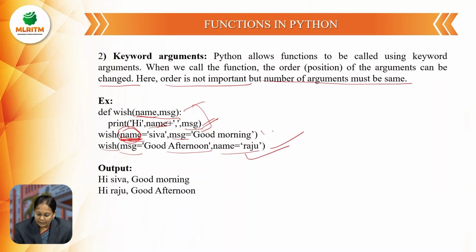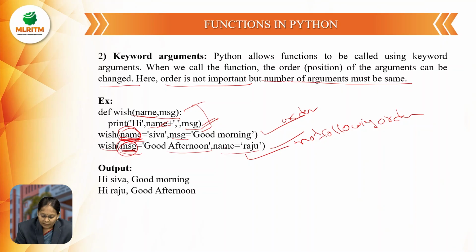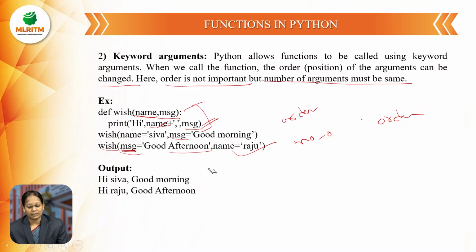So in this example, we are following the order, but in this example we are not following the order. Message and name are the keywords here, and also here. Here we are calling the function as it is, but here we are changing the order. But we will not get any error. Why? Because these are keyword arguments. That's why it will not give any error.